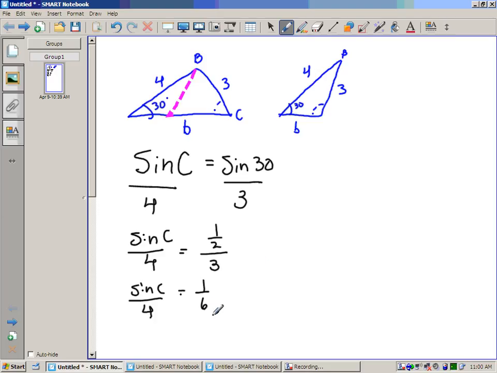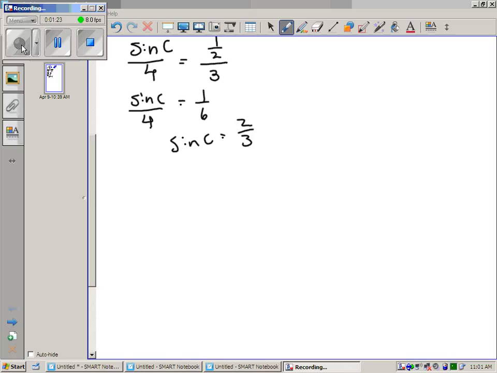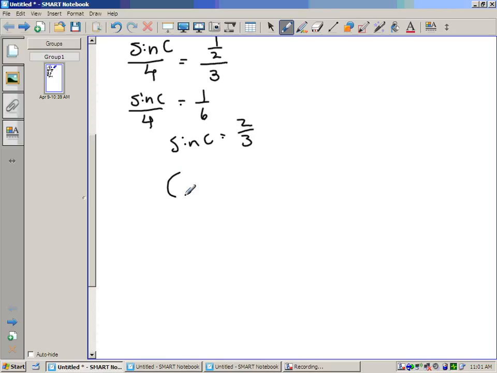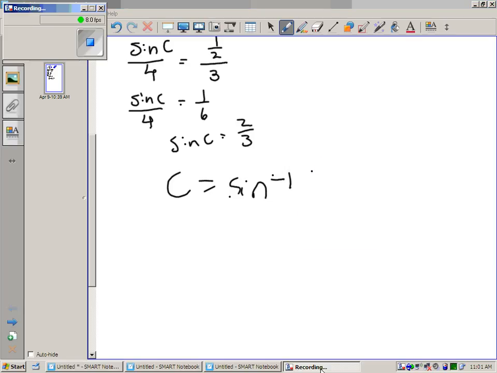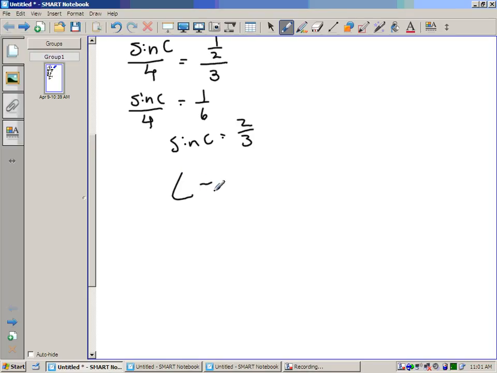So then you get little c equals 2/3. Okay, so then we can simplify that to C equals sine inverse of. Can't press the little buttons on the pen. Okay, as I was saying, this is equal to C equals the sine inverse of 2/3.